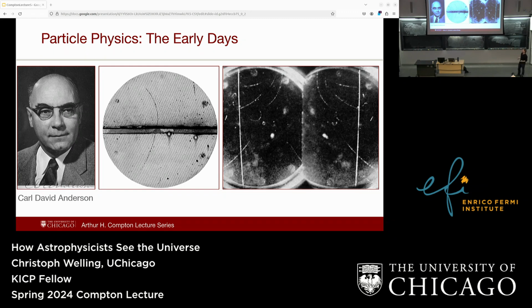And this was a big deal in particle physics, because suddenly you had this particle that no one really knew where it came from. It didn't make sense at the time, but this then started a bunch of other discoveries. But yeah, this was how particle physics got started.